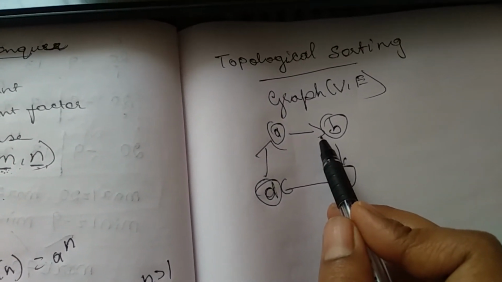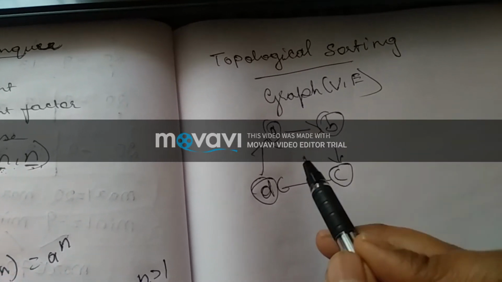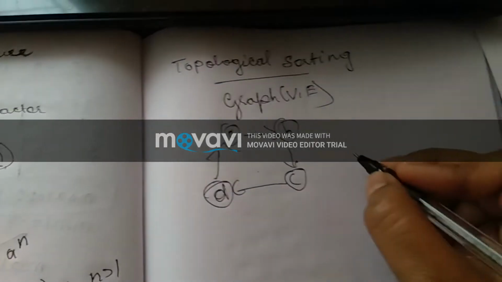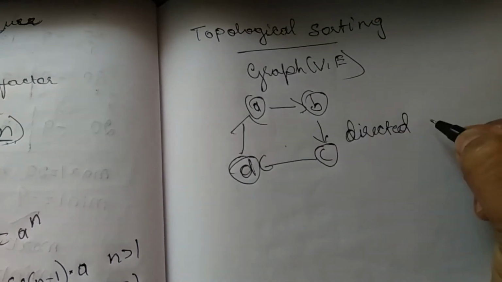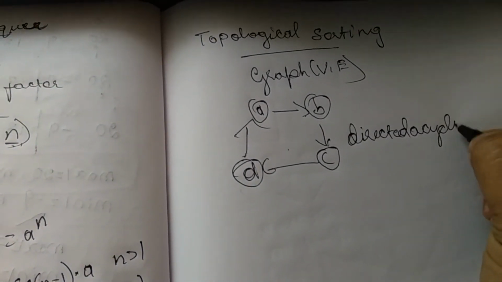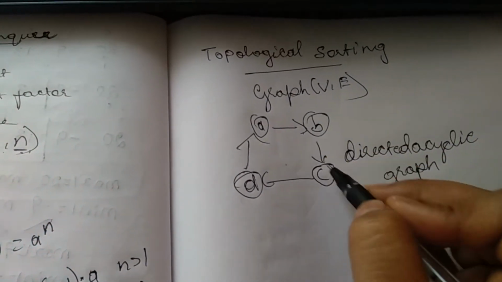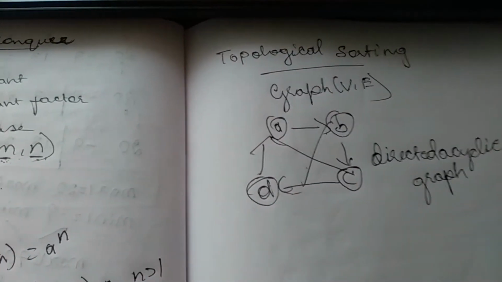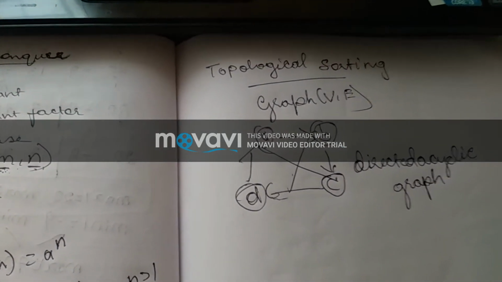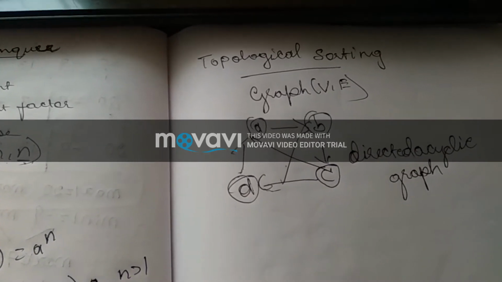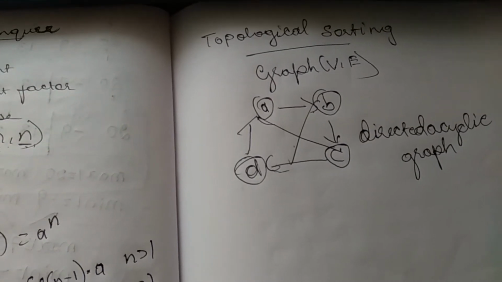And here one more thing you have to remember: if you want to apply the topological sorting technique to any graph, this graph should always be a directed acyclic graph. Here you see there is a cycle in this graph, so you cannot form a topological sorting for this one. It should not contain cycles, and always it should be a directed graph. Now we'll see how you have to do the topological sorting problem.